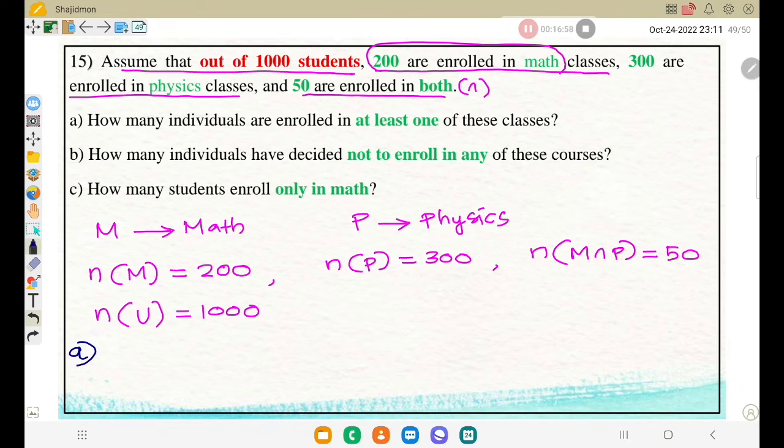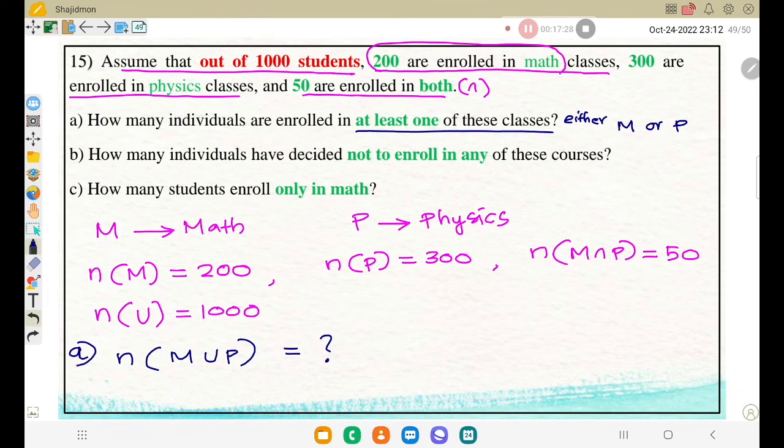enrolled in at least one of these classes, that means either math or physics. That is the meaning of at least one of the courses. Minimum one course they should enroll, either math or physics. So what is the meaning? Number of students in math or physics, where or means union, equals how much? This is the first question. Whenever you see either or, at least, it means union of M and P.